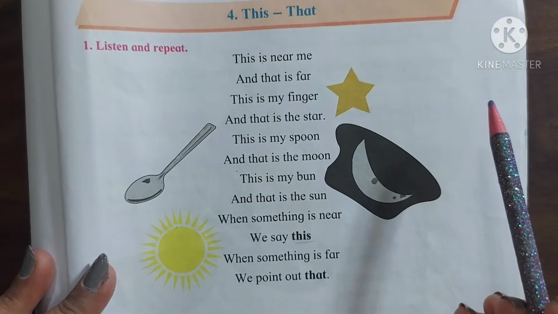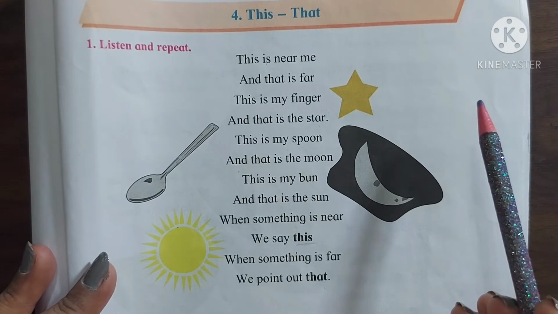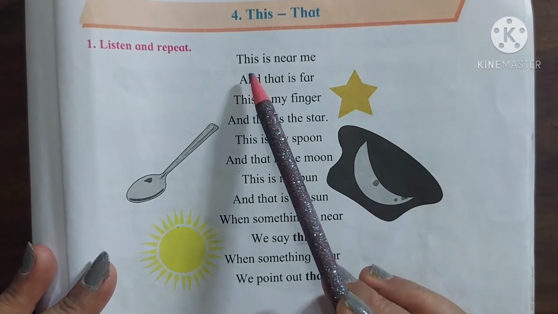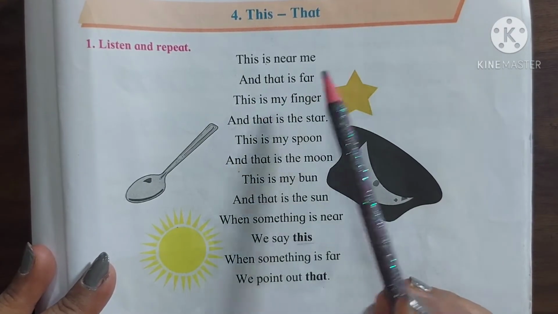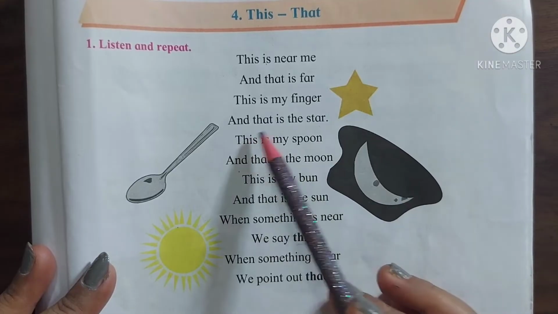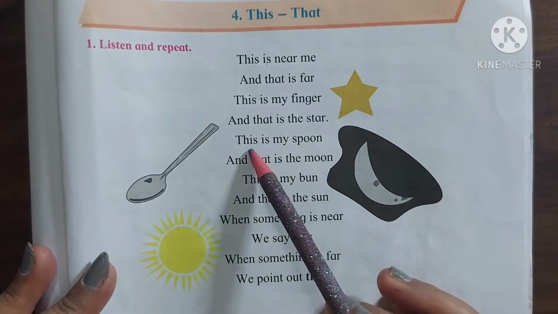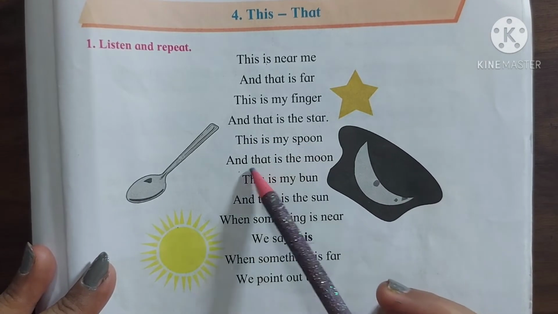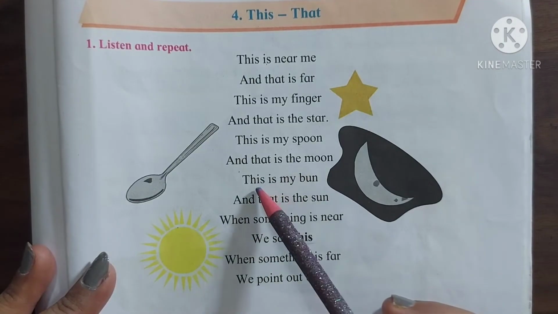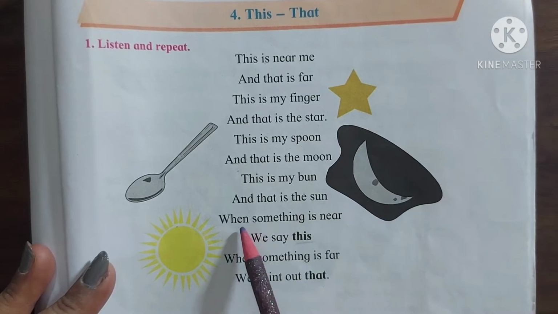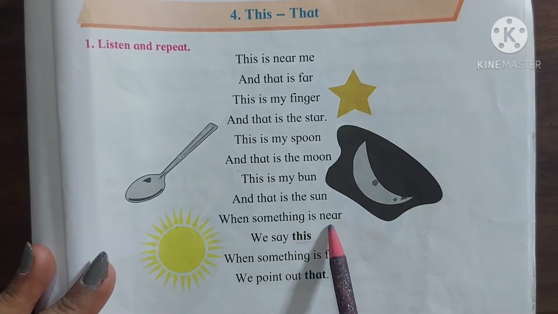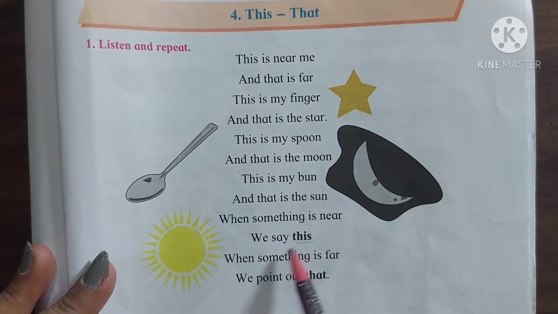Children, you are going to listen carefully and you are going to repeat after me. This is near me and that is far. This is my finger and that is the star. This is my spoon and that is the moon. This is my bun and that is the sun. When something is near, we say this. When something is far, we point out that.